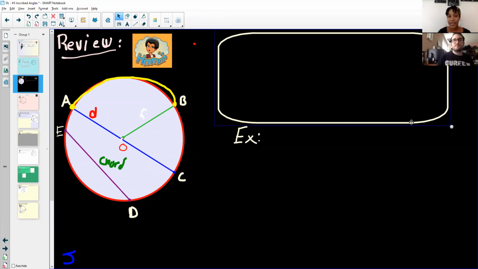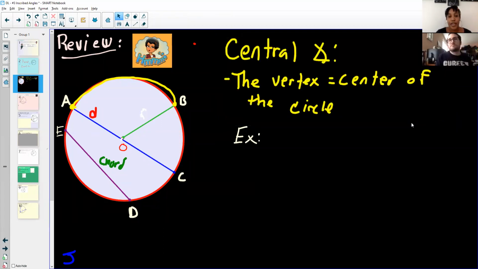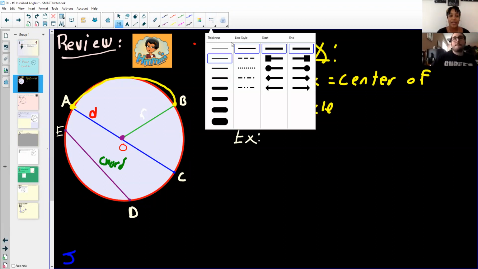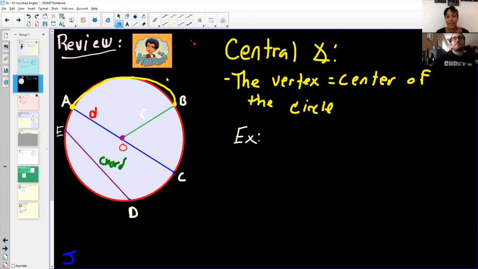The last thing that we taught you in the previous lesson was what a central angle was. Central angles are angles whose vertex is the center of the circle. We said the center of the circle is O, right? So an angle that comes from the center would be a central angle.